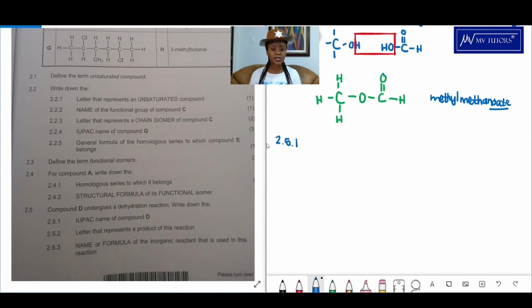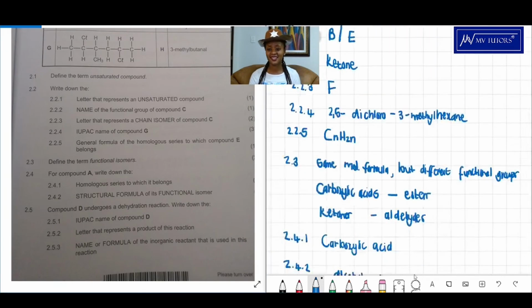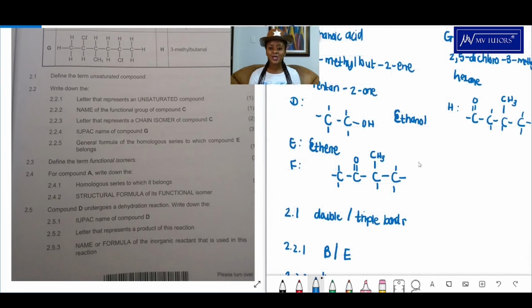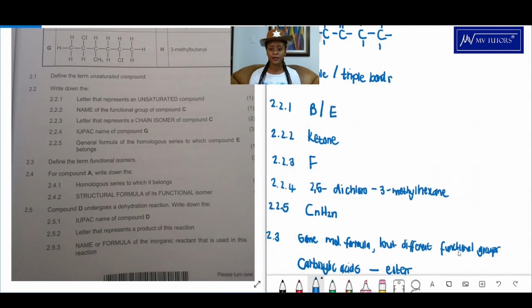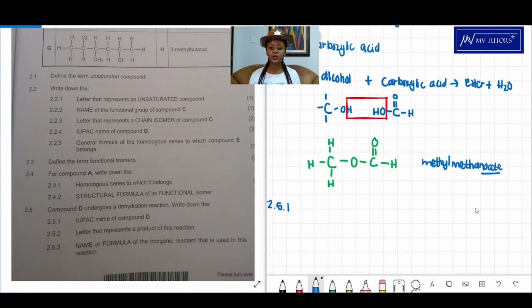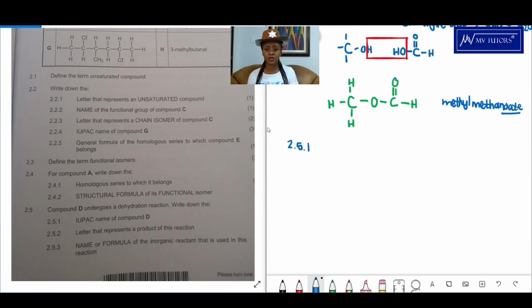Compound D undergoes a dehydration reaction, so we are taking out water. Where is compound D? Things are far up there. Compound D is an alcohol, and we're going to remove H2O. So this is ethanol. Let me put the structural formula for it. For ethanol, I have an OH. So it undergoes a dehydration reaction.